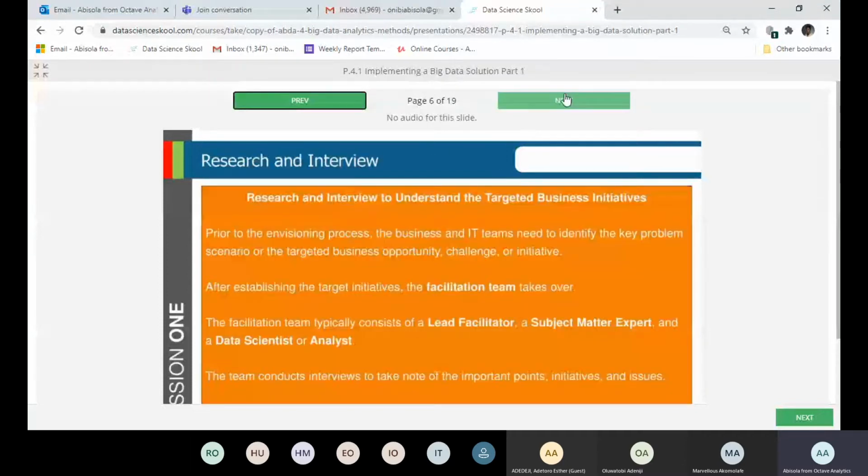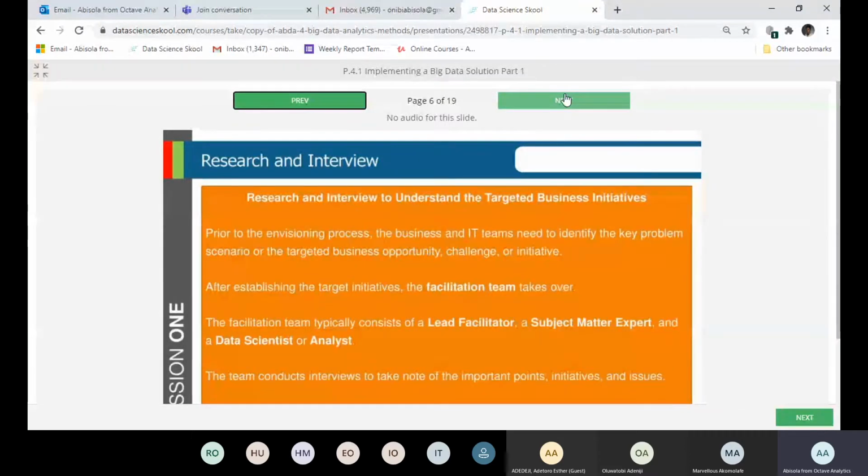Okay, so what does the team do? What does the facilitation team do in this phase? So they conduct interviews. So in the interview, what do they do? They capture the business objectives or goals. Okay, can you hear me, please? Yes, ma'am. Okay, so what does the team do? They conduct interviews to capture the business objectives or goals. So from their interviews, they are trying to capture the business objective or goals.